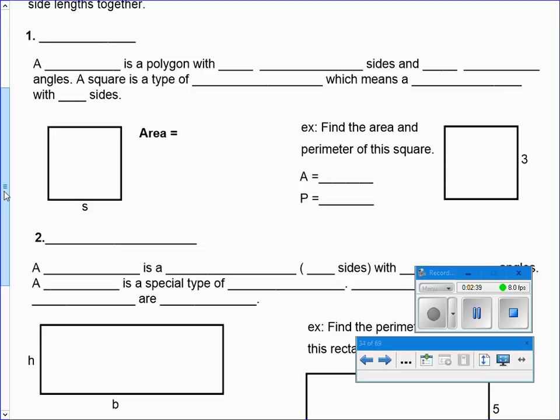So first one is a square. There's a definition for a square. A square is a polygon that has 4 congruent sides and 4 right angles. A square is a type of quadrilateral, which means a polygon with 4 sides.